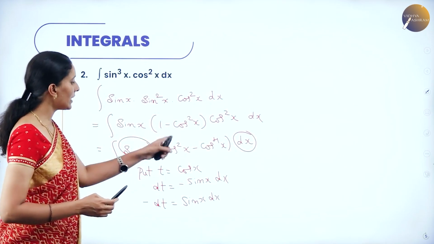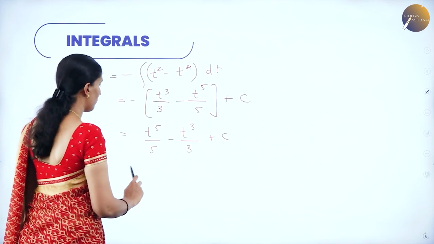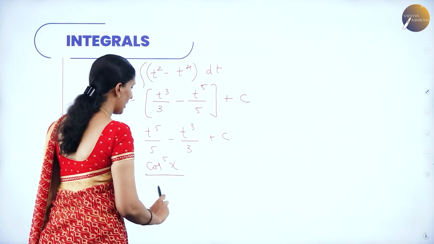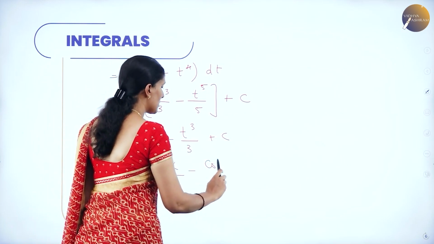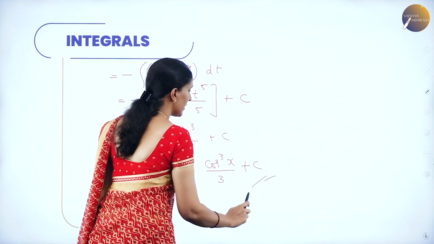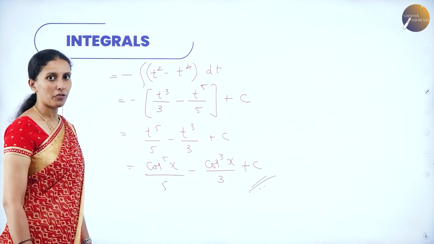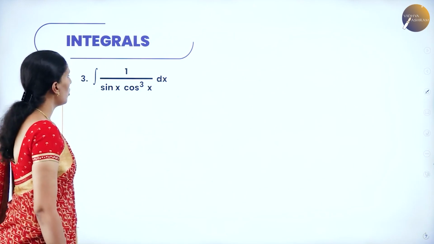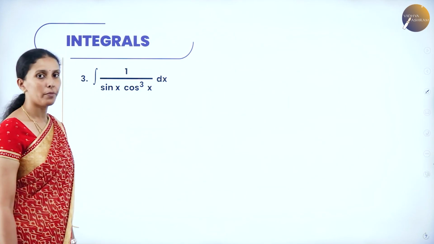So we have taken t as cos x. So therefore cos power 5 x divided by 5 minus cos cube x divided by 3 plus c is the integral value of the given function. So next we have the integral of 1 over sin x cos cube x dx.